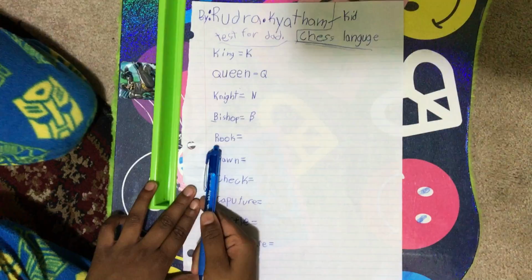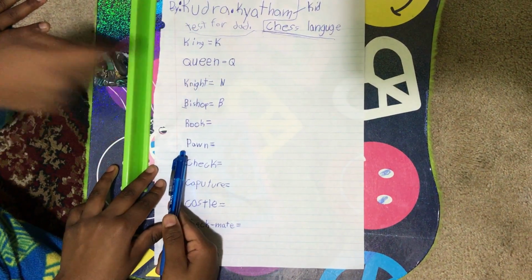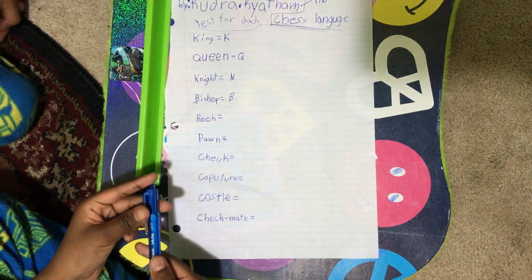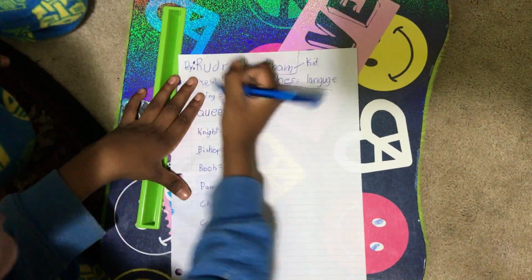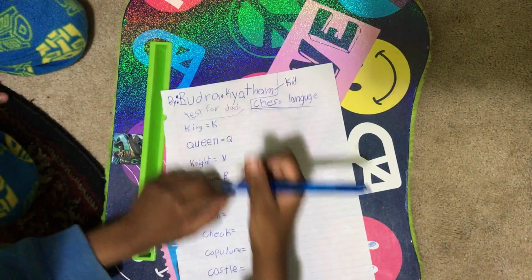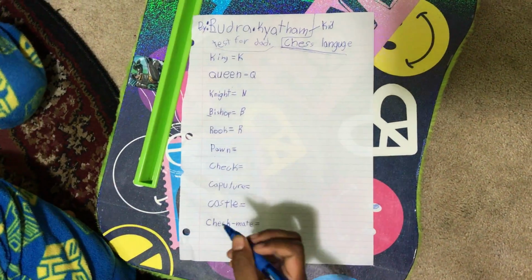You basically do the starting letter. But for the knight, since K is already taken, it's N. And except for the pawn, I'll explain that in a minute. So rook is R. See, and then that's the starting of the name. So the pawn has nothing.